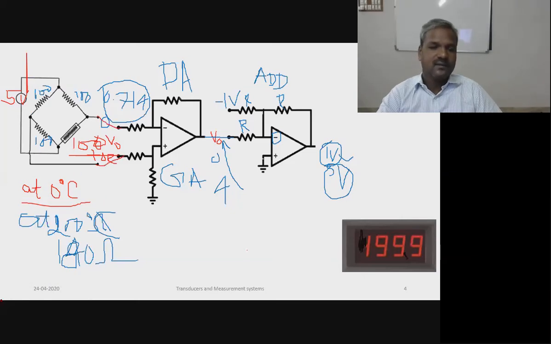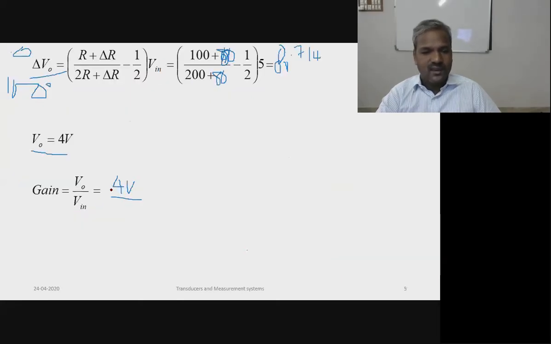Input to the differential amplifier, let us connect the circuit. The Wheatstone bridge output is 0.714. That is the input to the differential amplifier, and the output should be 4 volt. What should be the gain? So gain is 4 volt divided by 0.714. Very good, Vignesh. 0.8, okay.